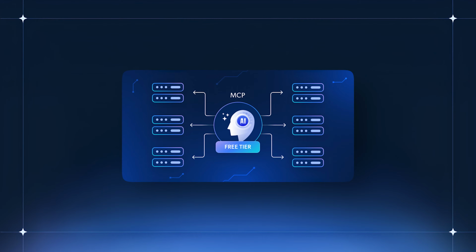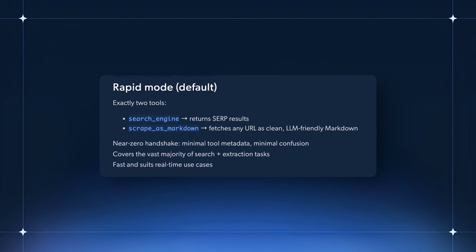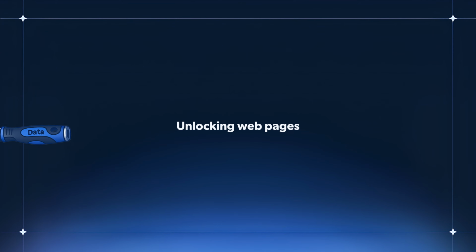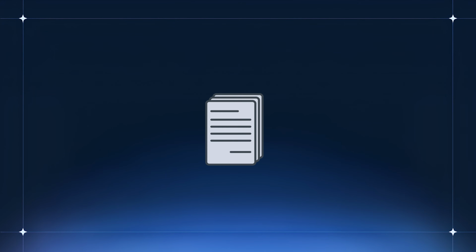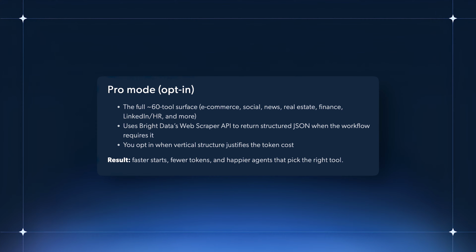But there's one more thing I want to talk about before we put it to the test. Now we can actually customize our MCP server with some advanced options. Now the Bright Data MCP server offers two modes to suit different needs. Well, there is the basic Rapid mode, which is the free mode, which is just for basic web scraping and unlocking web pages and getting back clean data as markdown. But also there is the Pro mode.